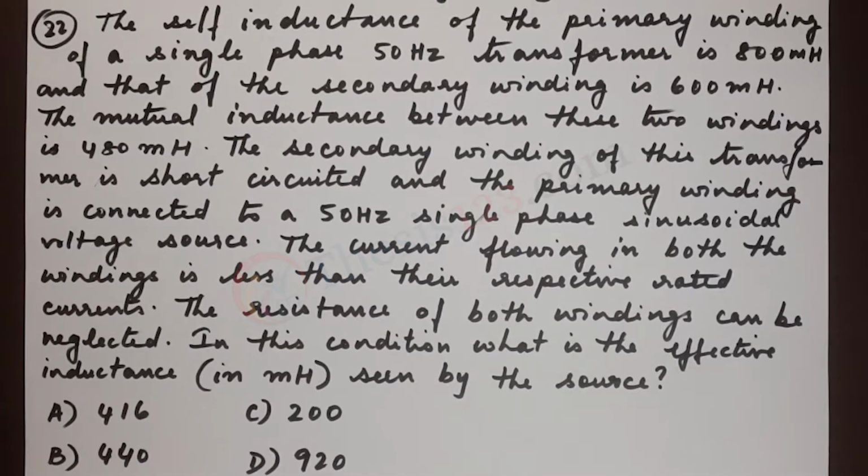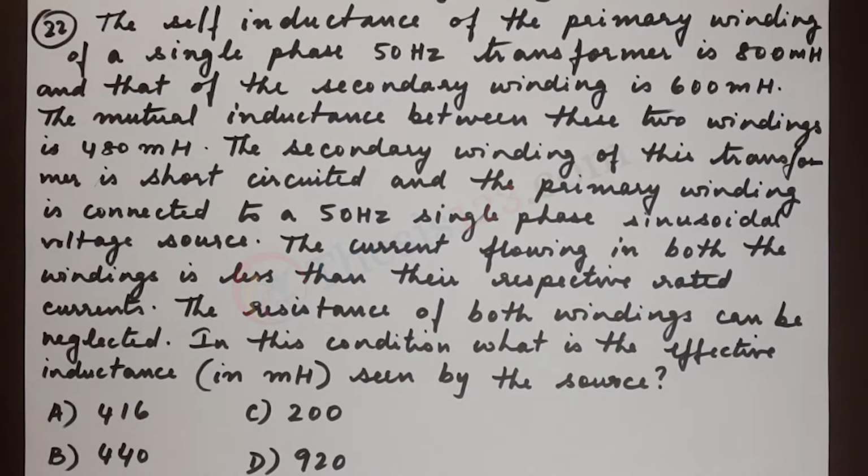The secondary winding of this transformer is short-circuited and the primary winding is connected to a 50 Hz single-phase sinusoidal voltage source. The current flowing in both the windings is less than their respective rated currents. The resistance of both windings can be neglected. In this condition, what is the effective inductance in millihenry seen by the source?